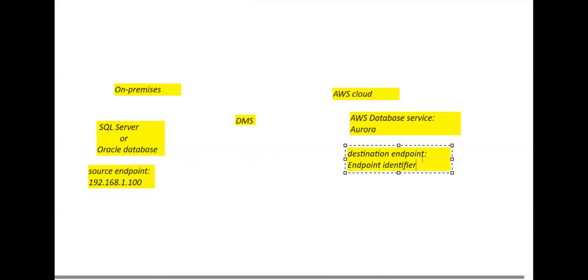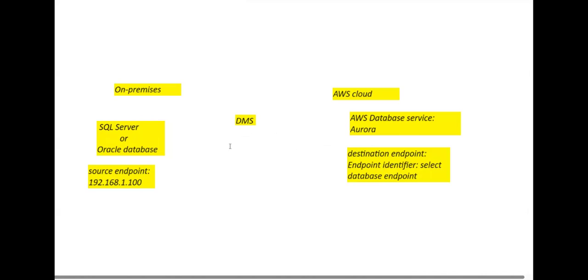Whereas coming to destination, you just select whatever database endpoint you want to migrate your data to, right? So in order to perform migration from your source to destination, first you need to configure the source endpoint as well as the destination endpoint. Yes, we need to configure both.